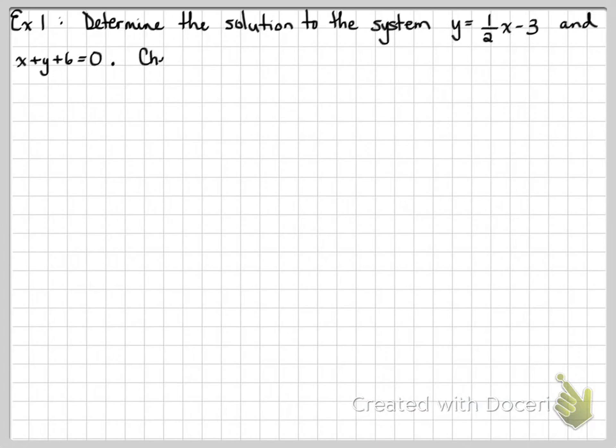Example 1. You're asked to determine the solution to the system, and you're given the equations. Here we go. y equals 1/2 x minus 3 and x plus y plus 6 equals 0. And you're to check your solution.